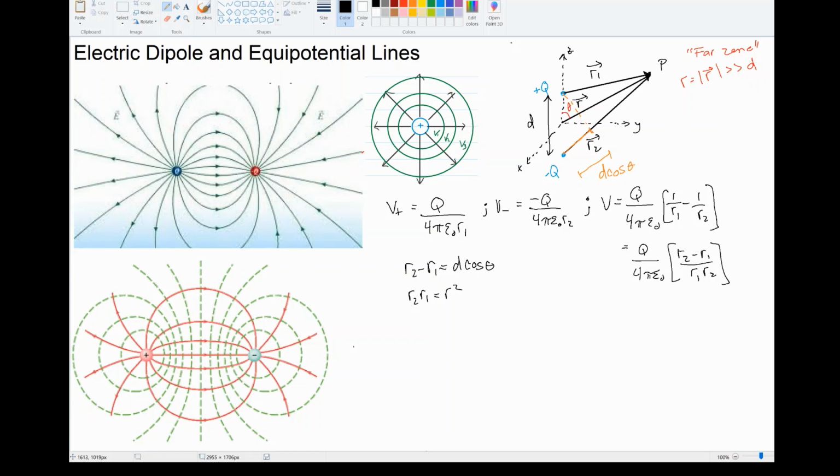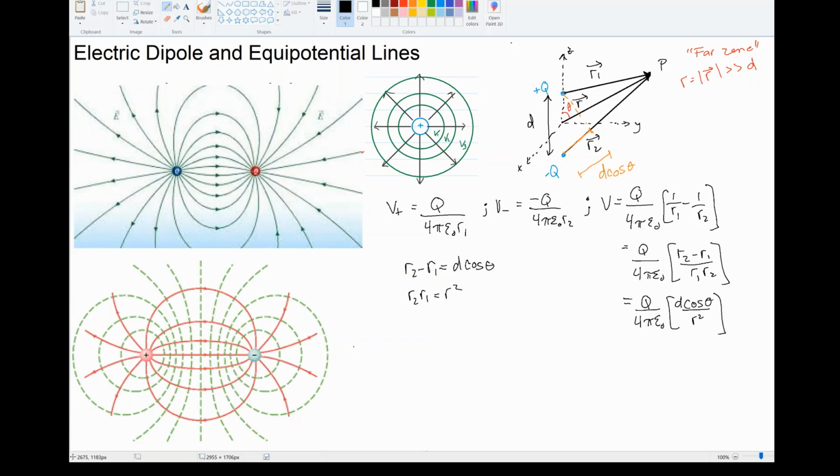Again, if you didn't follow that, that's okay. It's not crucial to electromagnetics. What you do need to know is the result. That makes the potential due to this electric dipole Q over 4 pi epsilon 0 times d cosine theta over R squared.